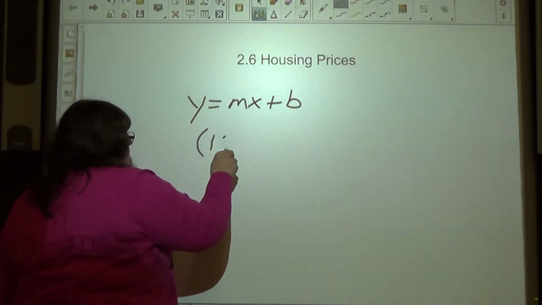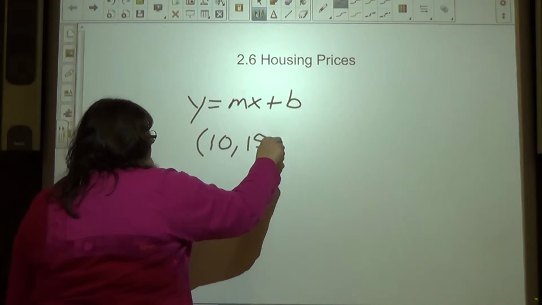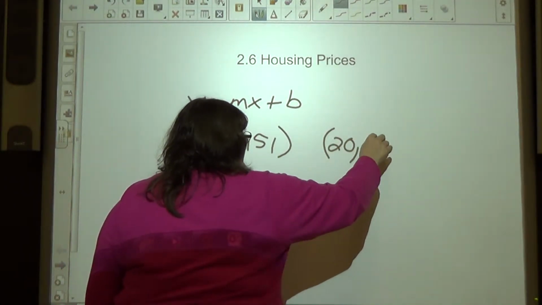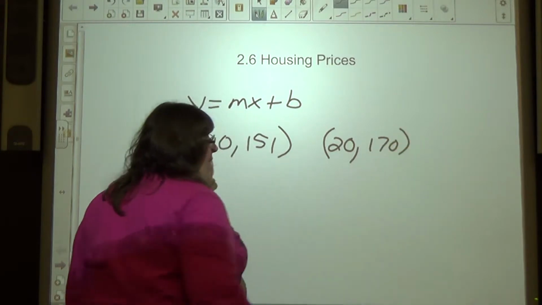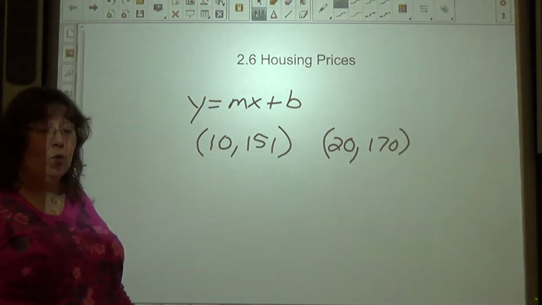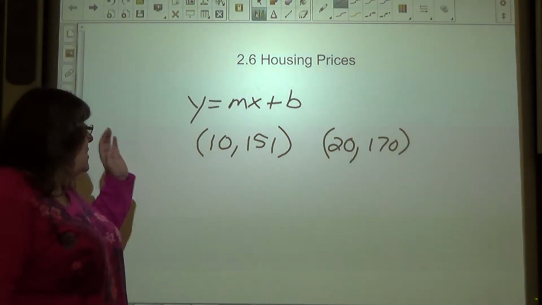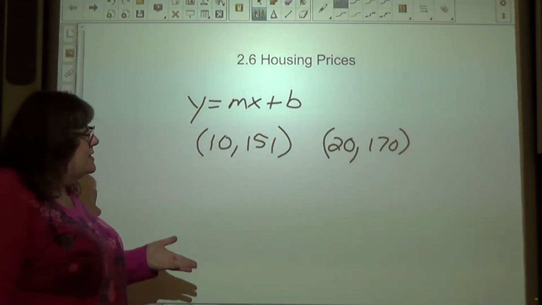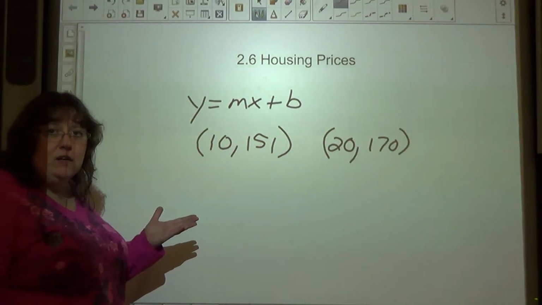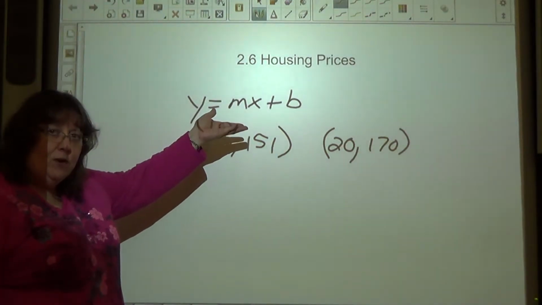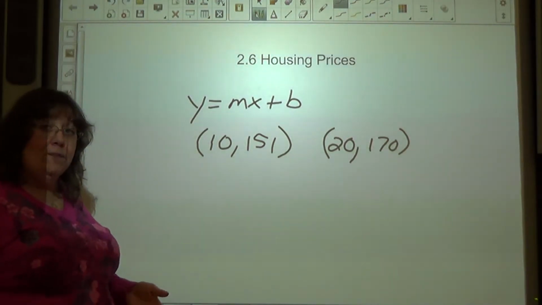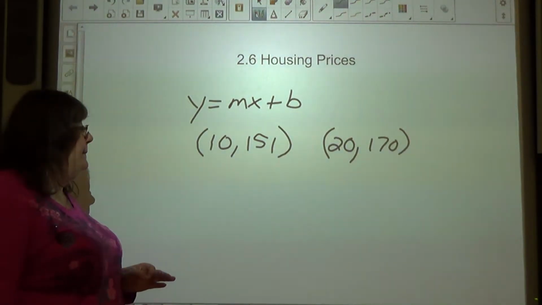Now I'm going to use 2 points that we already were given, (10, 151) and (20, 170). You had to figure that one out in 4A or 4B, okay? So looking at these points, I'm going to use them to find the slope-intercept form. But I'm going to use the point-slope form to get there, okay?